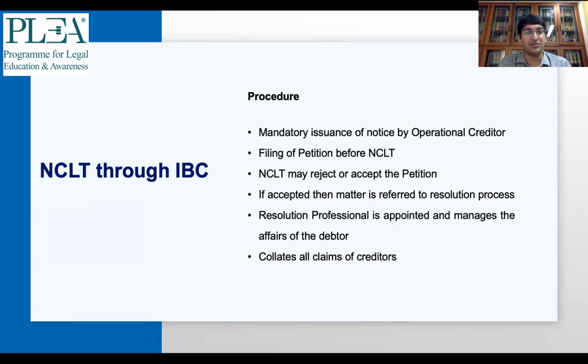And in the resolution process, what happens is that a resolution professional is appointed. So the management of the company goes away. A resolution professional is appointed to manage the company. So this will be a third party, usually a CA or a management person. And basically he will collect all the claims of the creditors.